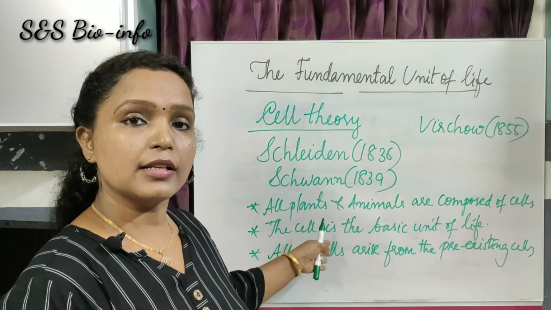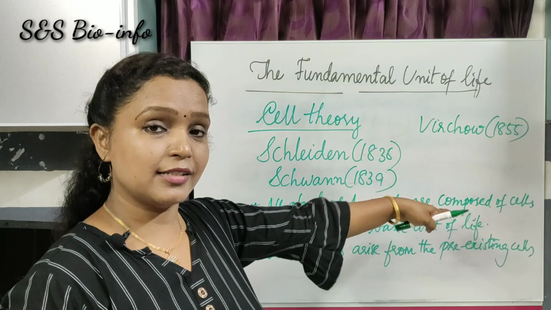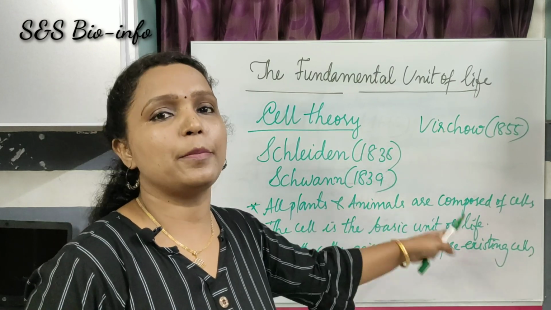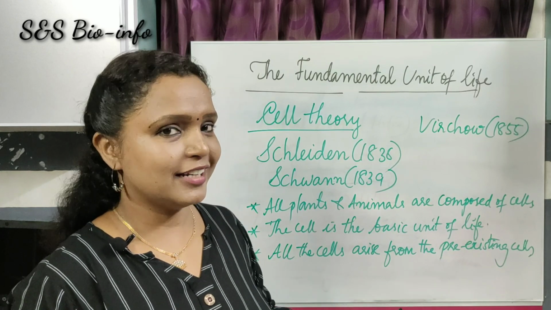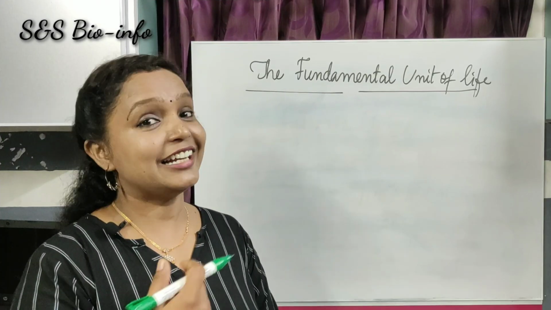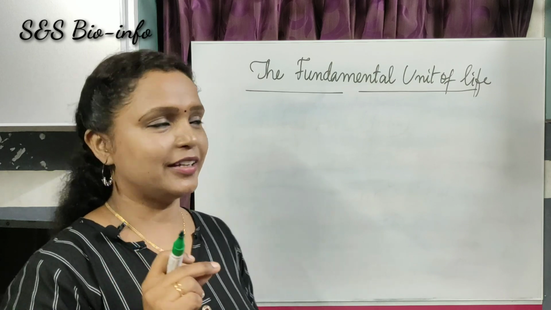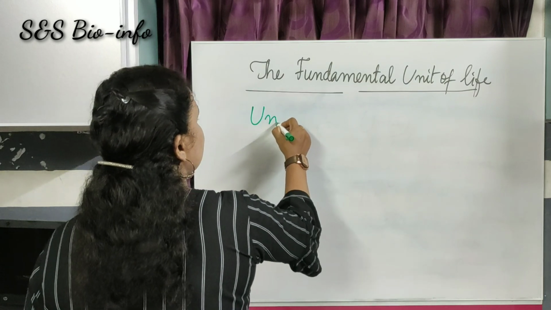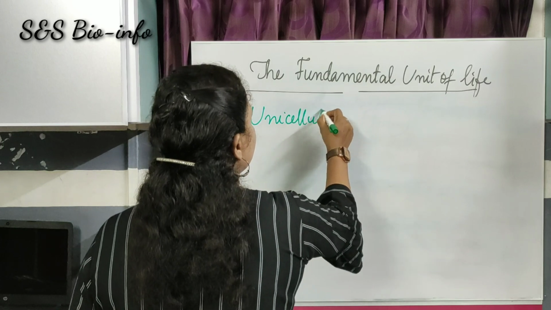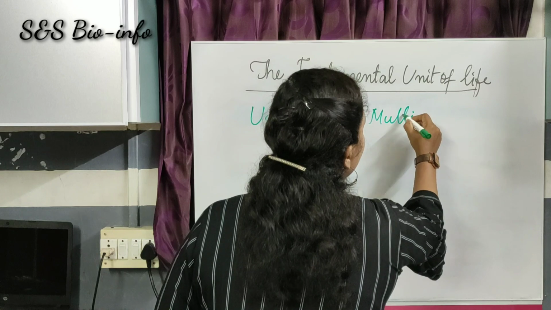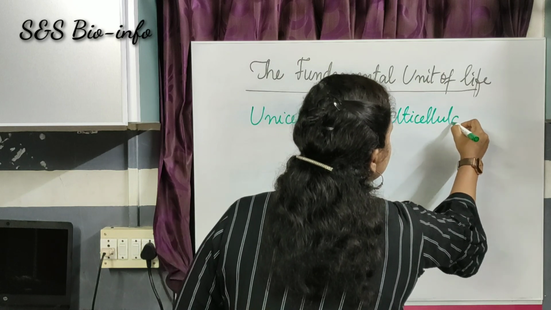All the plants and animals are composed of cells. The cell is the basic unit of life. The cells arise from the pre-existing cells. Is it clear now? Then let's move to the next topic, unicellular and multicellular organisms.